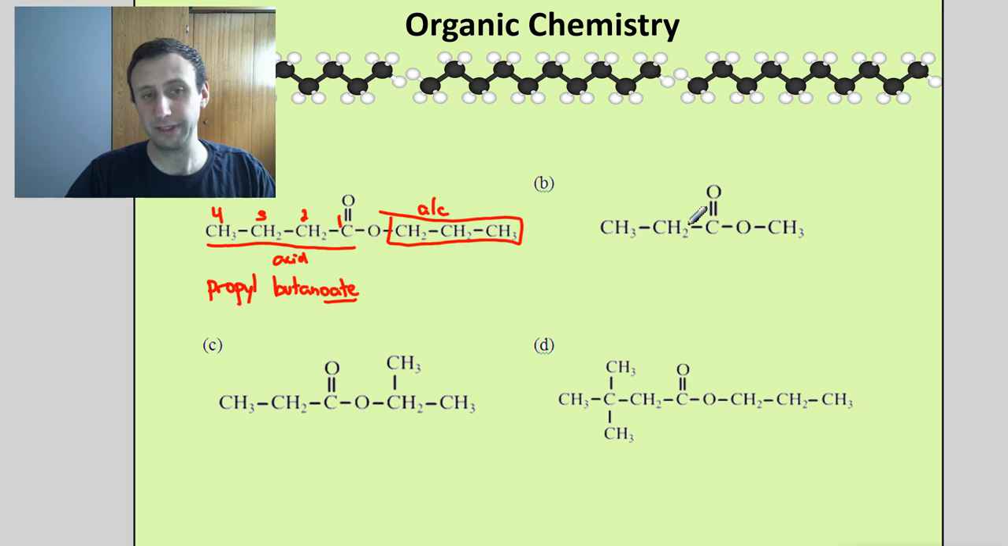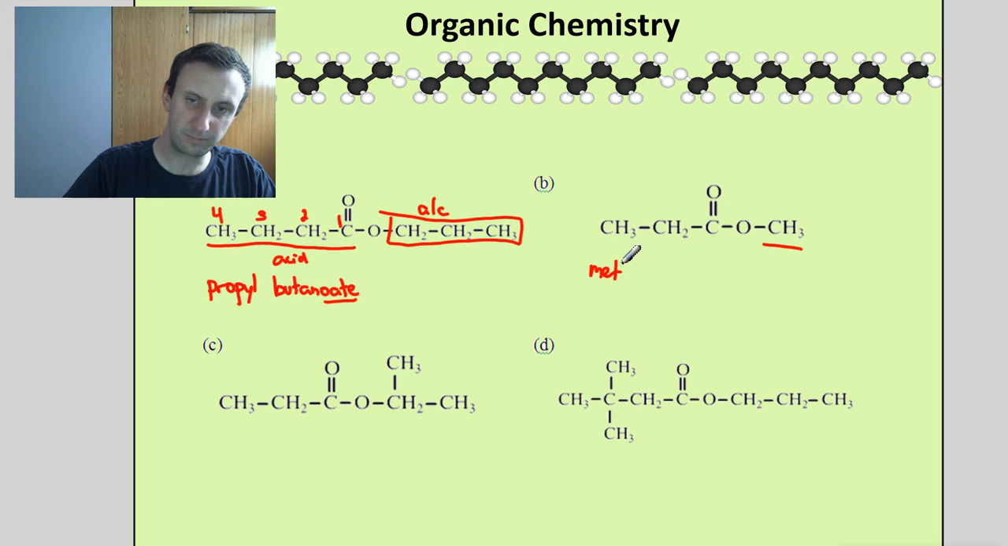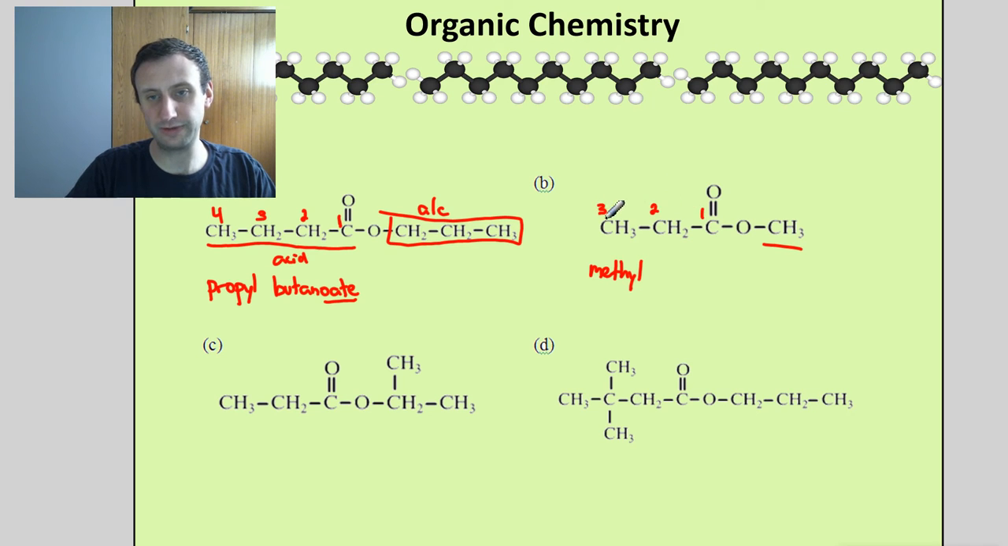Okay, why don't you try out B? It's similar. It's a really simple, nice little one. And for here, I've got an alcohol portion that's just 1 carbon. So this is a methyl. Then I'm going to leave a space. And then I'm going to go ahead with the 3 carbons here as a part of the carboxylic acid portion.